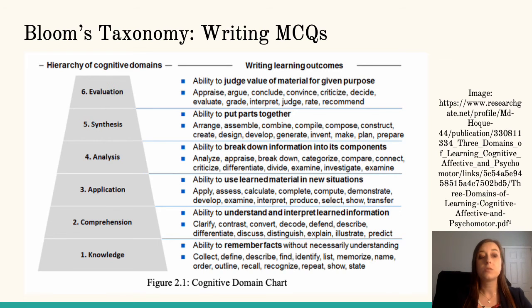Level 6 is the most difficult of the cognitive domains. A lot of this is going to come with professional development and years of experience and expertise, but we never stop learning. So evaluation: our ability to judge the value of material for a given purpose. This is even further than, I would say, analysis. This is really critically looking at the information. Maybe we're doing unique research on the topic.